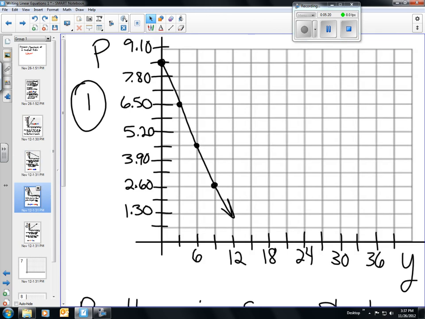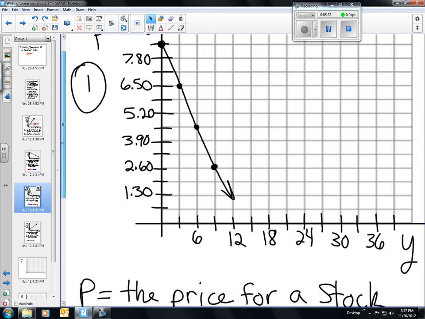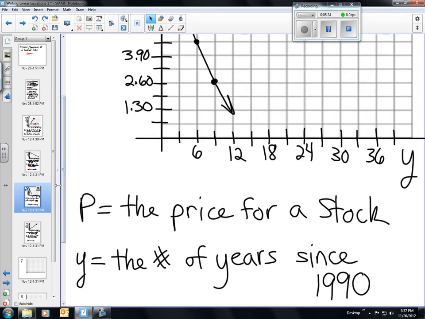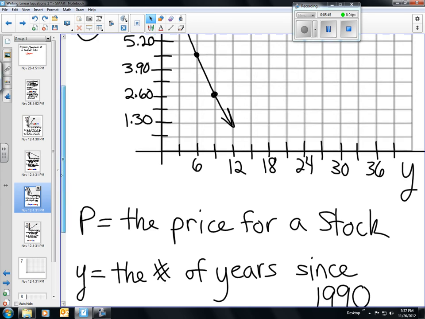So for your homework tonight, I'd like you to take a look at two problems. Your task is to write the equation of the graph in context of what we know. So here, number one, let's say we know that P and Y are the following variables. P is the price for a stock. We don't know what company. And Y is the number of years since 1990. Then write the equation of the line.